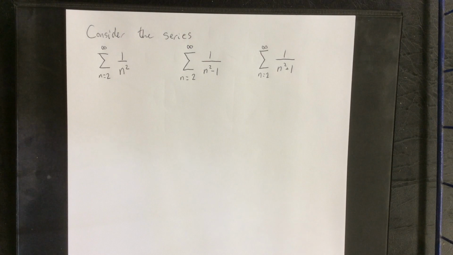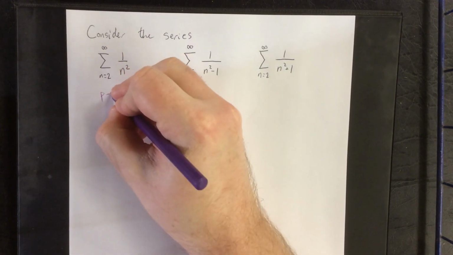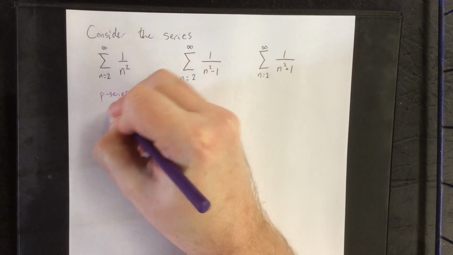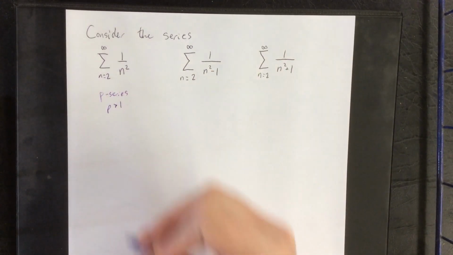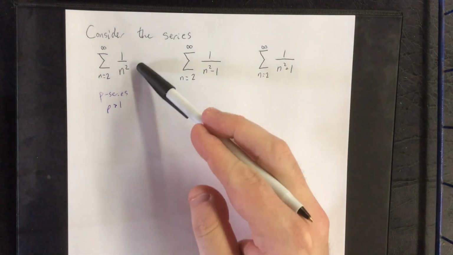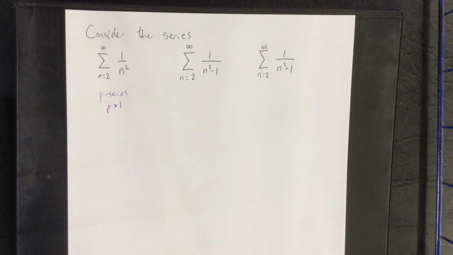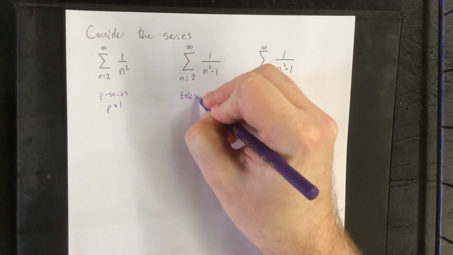All three of these series, we can determine the convergence or divergence of them using a variety of tests that we've already introduced. The first one would be considered a p-series, with p being equal to 2. Now, I guess the important part about that is that p is greater than 1, which lets us know that the first series converges.